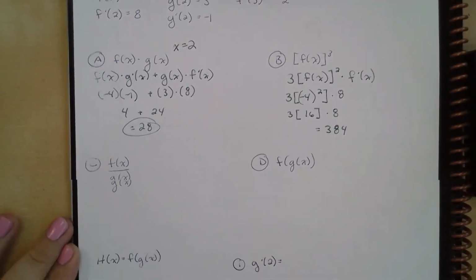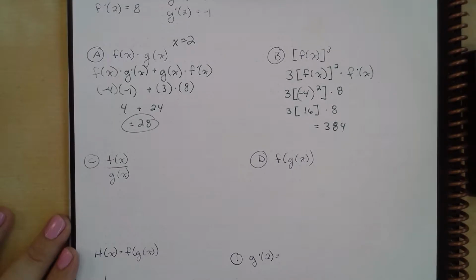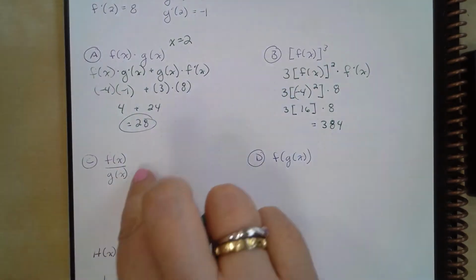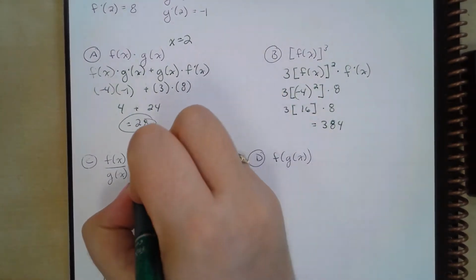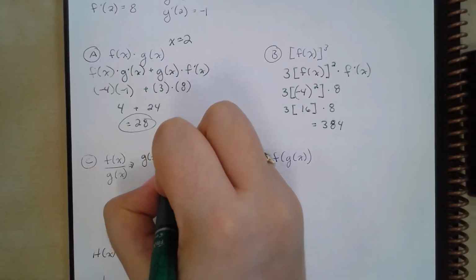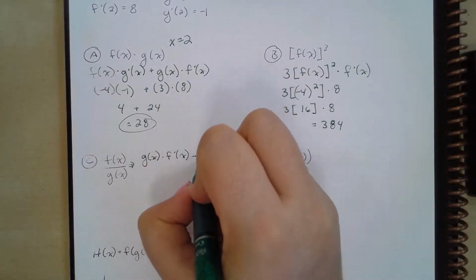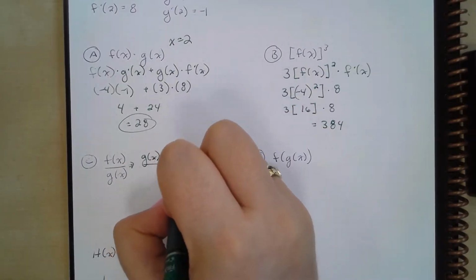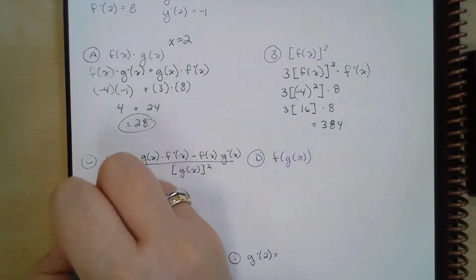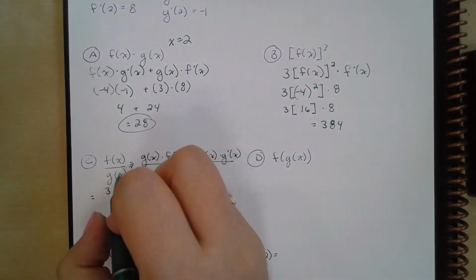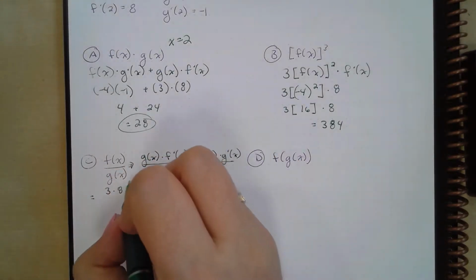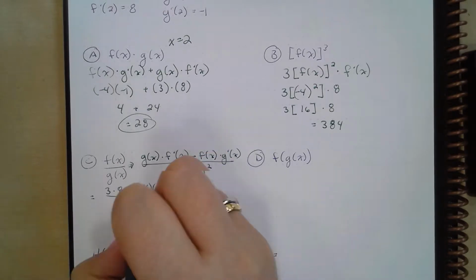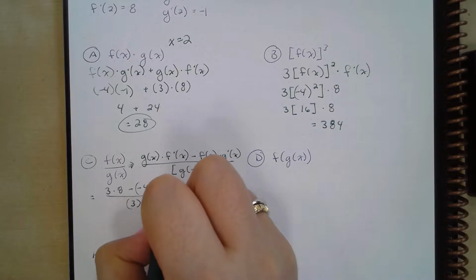All right, hopefully that makes sense. Let's look here at part C. We've got f of x over g of x. Well, that's going to be our quotient rule. So our derivative, and I'm going to write it here just because I have enough space there, is going to be the bottom, g of x, times the derivative of the top, f prime of x, minus the top, f of x, times the derivative of the bottom, g prime of x, all over g of x quantity squared. So g of 2 is 3 times f prime of 2 is 8 minus f of 2 is negative 4 times g prime of 2 is negative 1 all over g of 2, which is 3 squared.